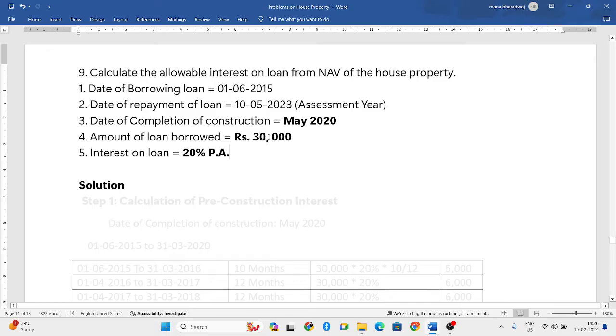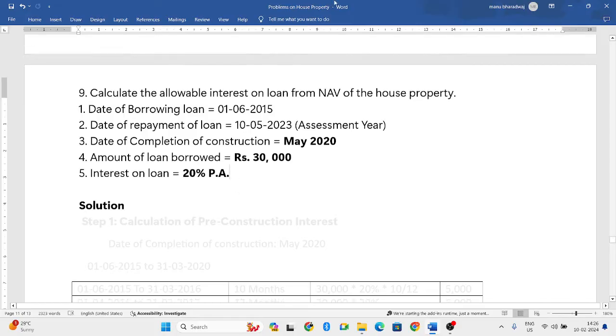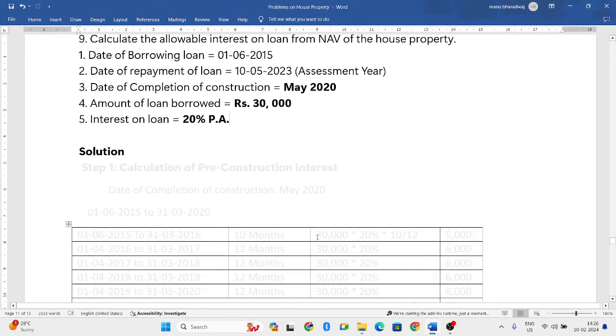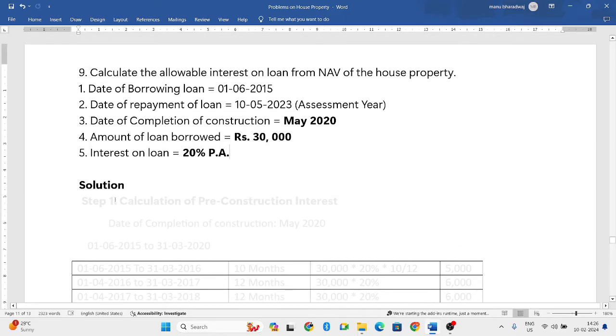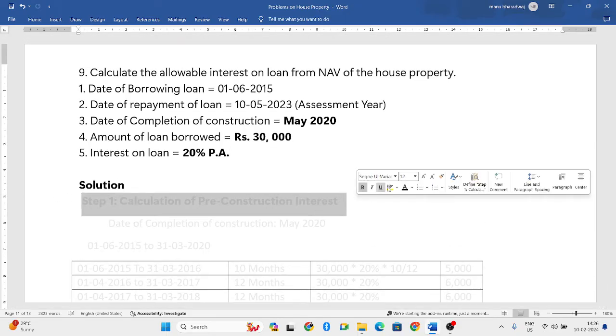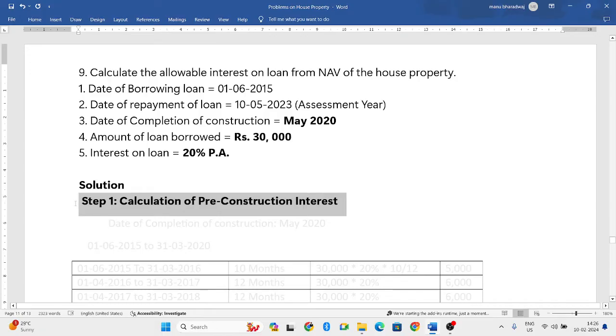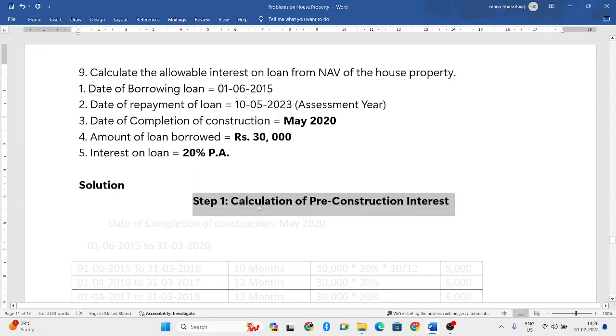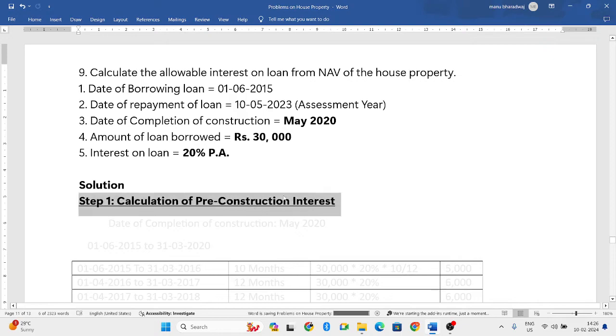As you are all aware, we have two types of deduction. One is standard deduction. The second one is interest on loan. So we have to calculate the second deduction. We have three steps. First, step number 1 will be calculation of pre-construction cost. What does pre-construction cost mean? The amount of interest on the loan we have taken.